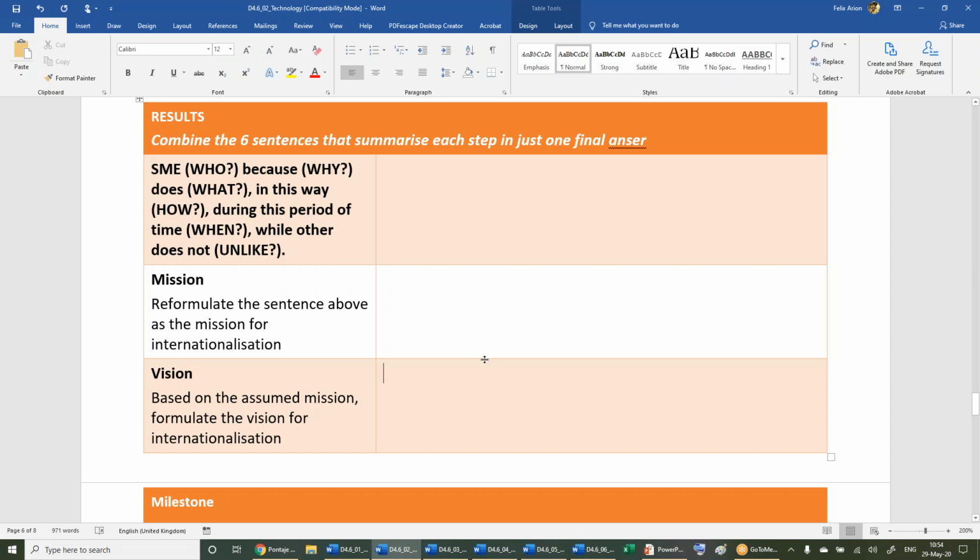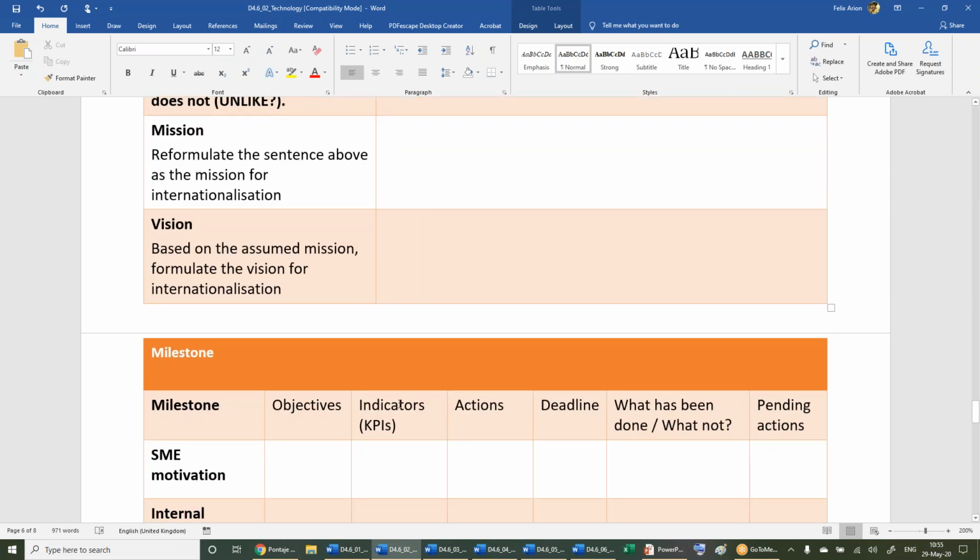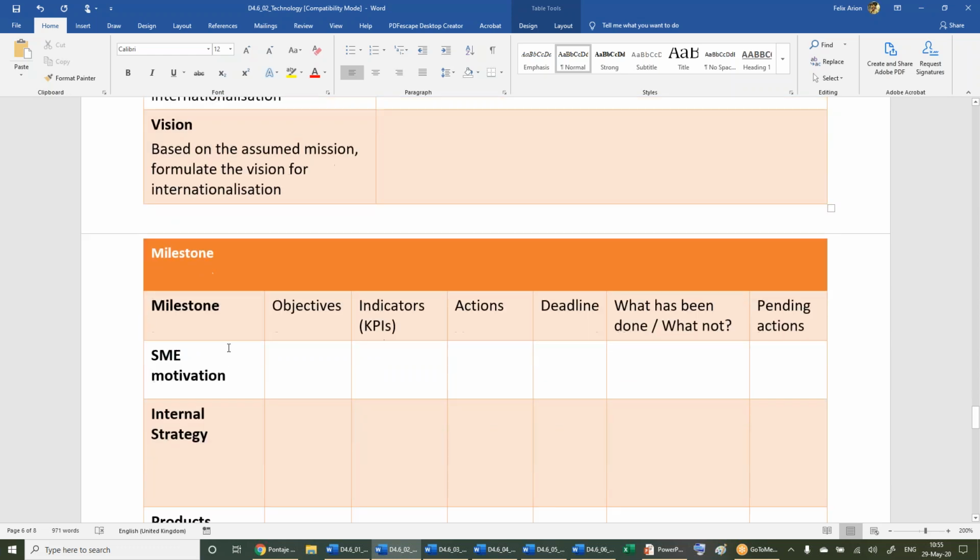So that's a mission. And of course, the vision is much more complicated and much more general and very catchy, like our vision is, I don't know, conquer the sky. So not very precise, but related to your activities, and very catchy for your consumers. And then at the end, based on these 6 steps, you just take a look at the milestone, and if necessary, just mention what was done, what not, if something was changed, and what you want to do into the future for those 6 elements that you will keep all the time on your mind.